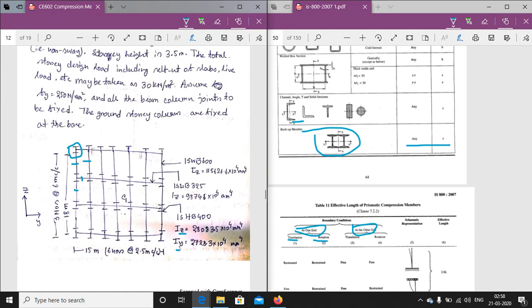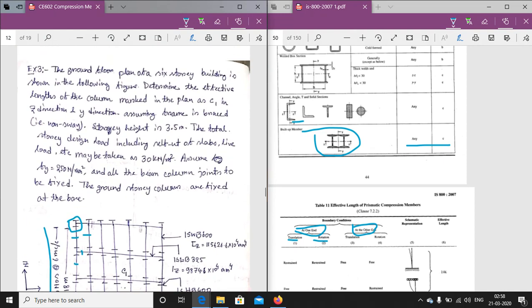The spacing of the beam members in the horizontal direction. In the Y direction, the spacing is 6 bays of 2.5 meter, that is 15 meter, and in the Z direction it is 3 bays of 6 meter. So 18 meter distance and 15 meter distance. This is the Z direction, this is the Y direction. The ground to storey height is equal to 3.5 meter, the storey height. Now the total load is 30 kN per meter square. That is the floor load, and fy 250 is given.